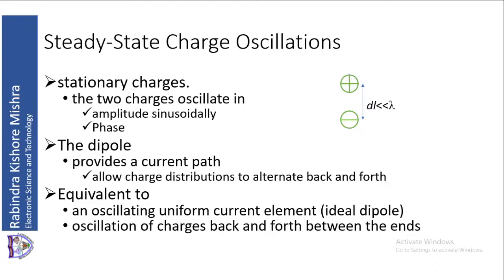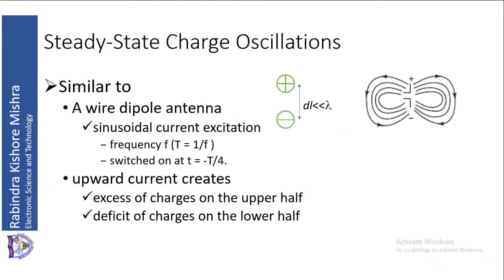Now let us see what happens in this case. So this is similar to a wire dipole antenna because a wire carries current. Here we have seen charge is moving. Moving charge is equivalent to current. Therefore, this is equivalent to a wire dipole antenna.